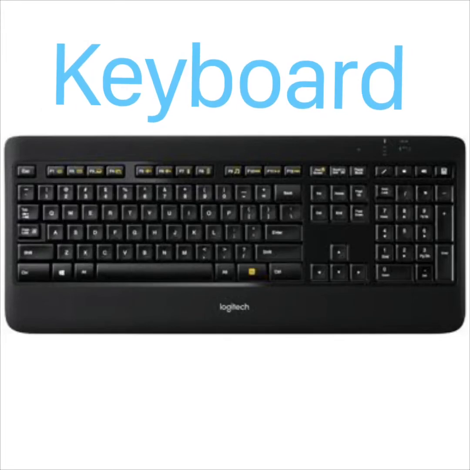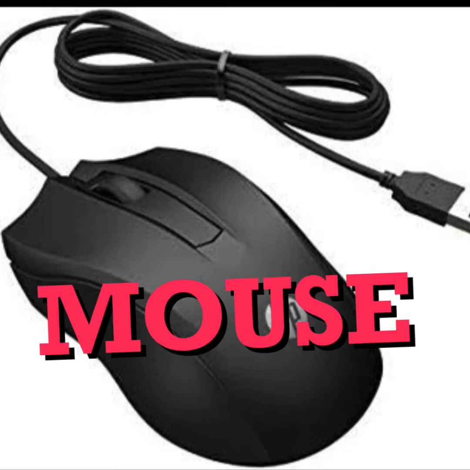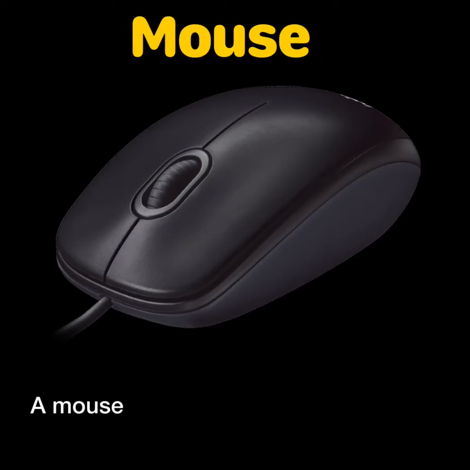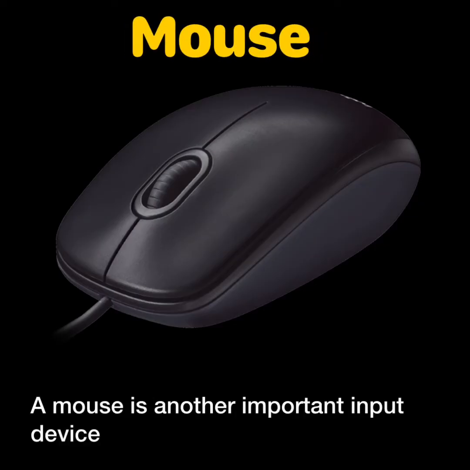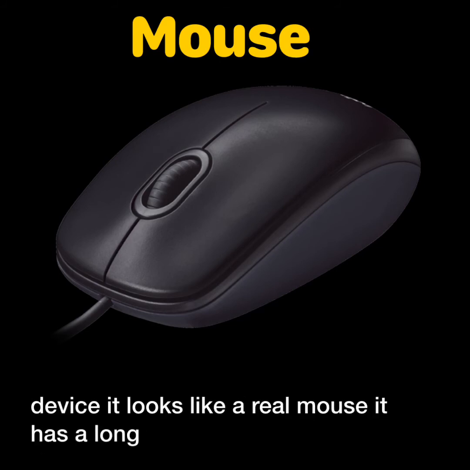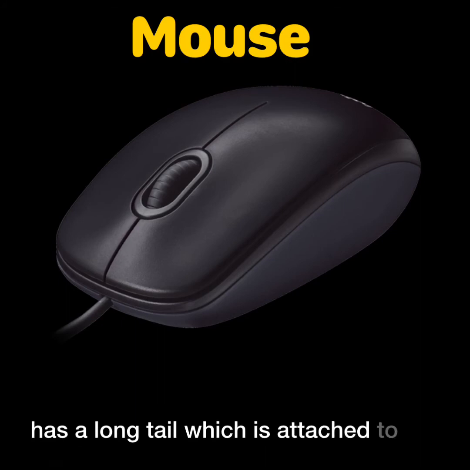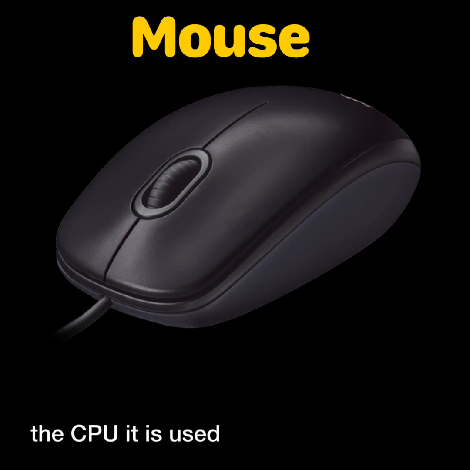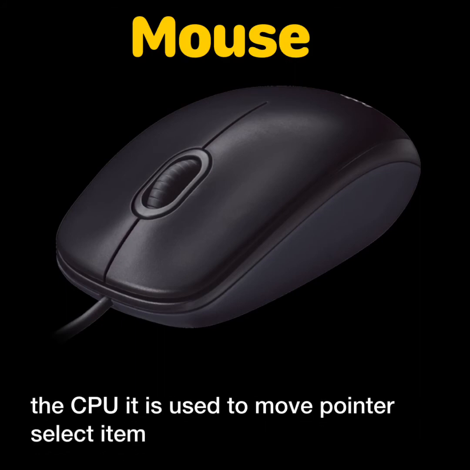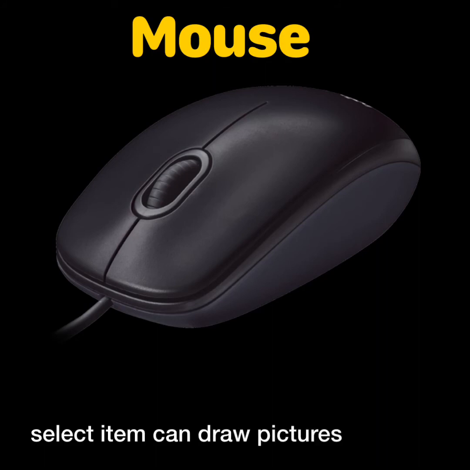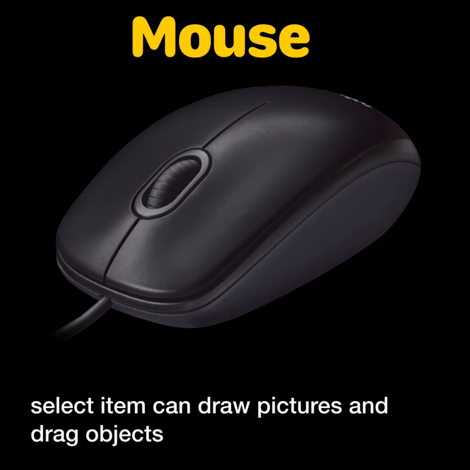Till now we have learned about keyboard. Now we will learn about mouse. A mouse is another important input device. It looks like a real mouse. It has a long tail which is attached to the CPU. It is used to move pointer, select icons, draw pictures and drag objects.